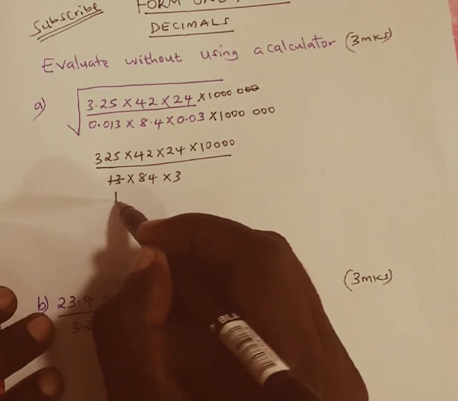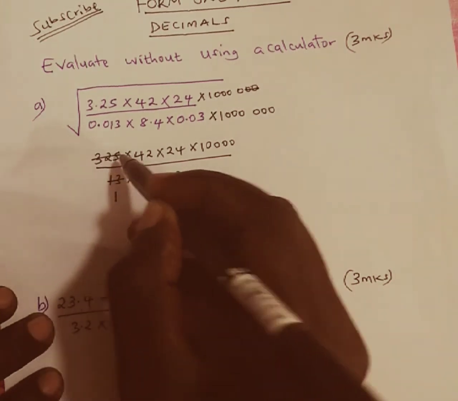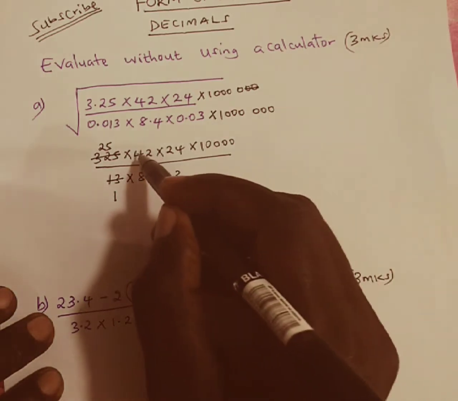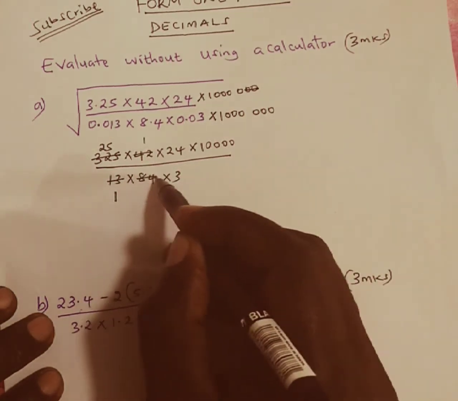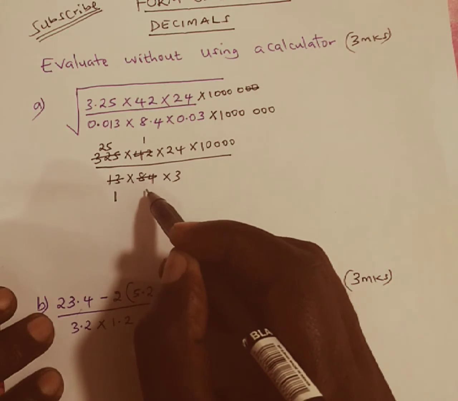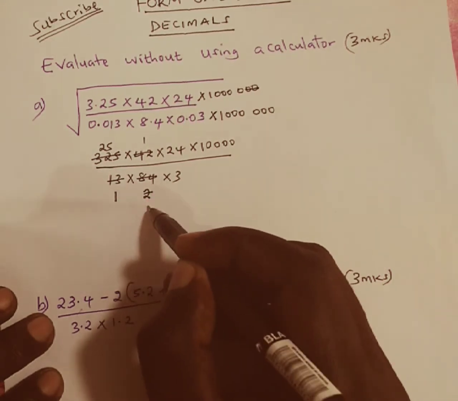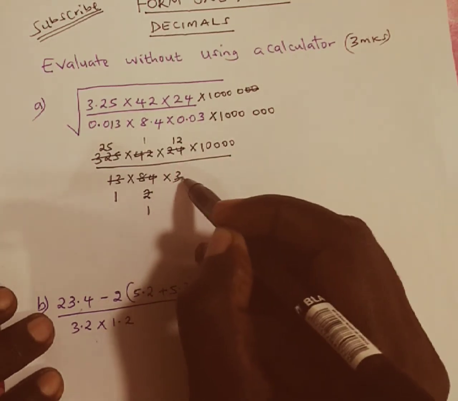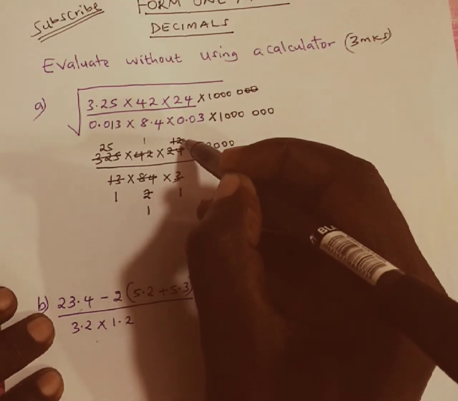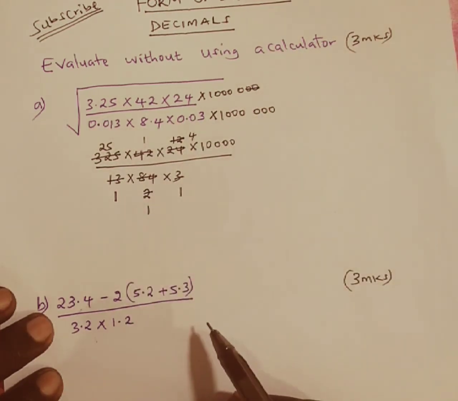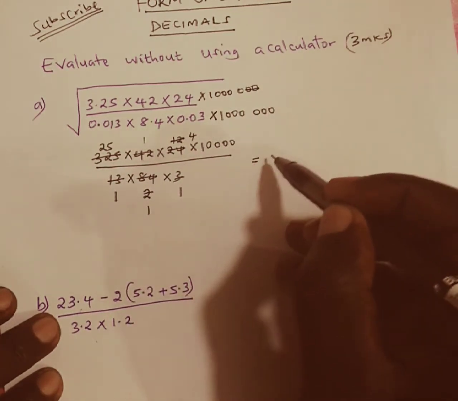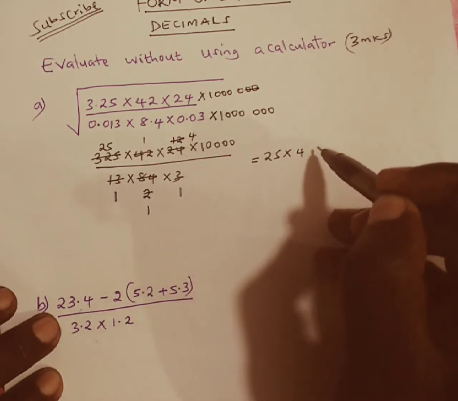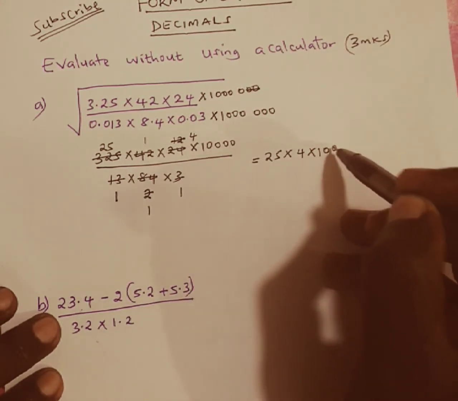13 goes to itself once, it goes to 325 25 times. Then 42 goes to itself once, it goes to 84 2 times. 2 goes to itself once, it goes to 24 12 times. Then 3 goes to itself once, it goes to 24 4 times. In this case we are going to have 25 times 4 times 10,000.